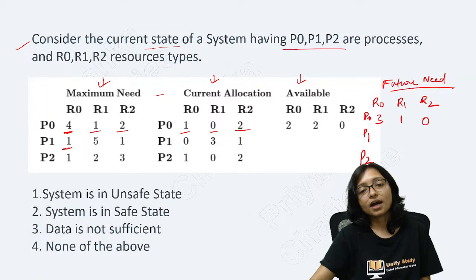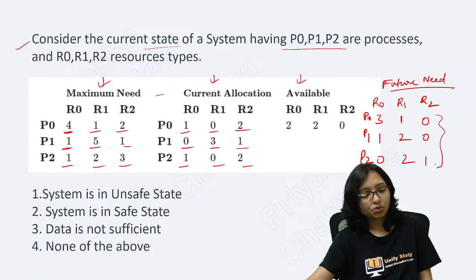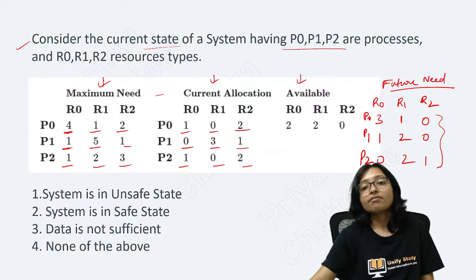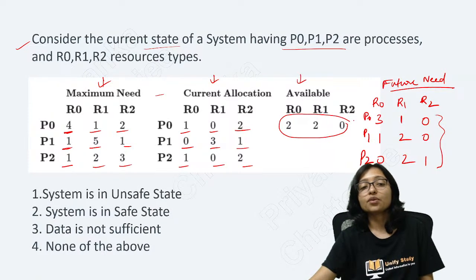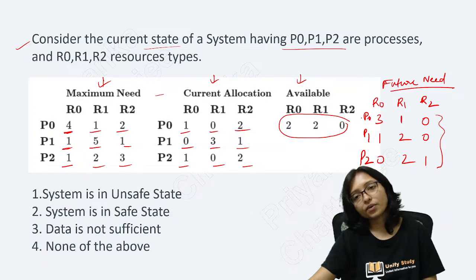For P1, 1 minus 0, this is 1; 5 minus 3, this is 2; 1 minus 1, this is 0. P2, 1 minus 1, this is 0; 2 minus 0, 2; and 3 minus 2, that is 1. This is your future need. Now availability. Out of this availability, which request can you satisfy? That is what you have to check.